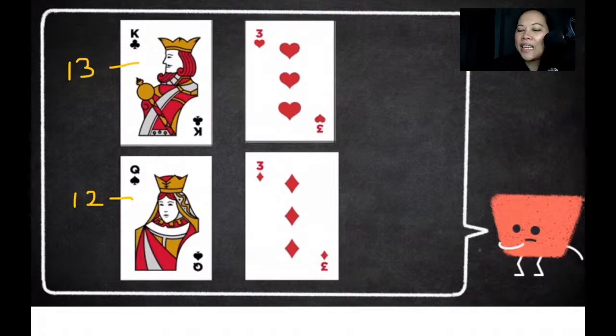King is 13, queen is 12, and you have 3 and 3. Again, the rule of the game is you use any of the operations, but you can only use 1 card at a time. The final answer should be 24.